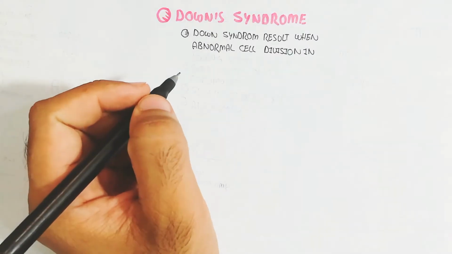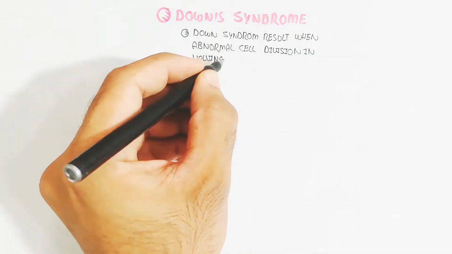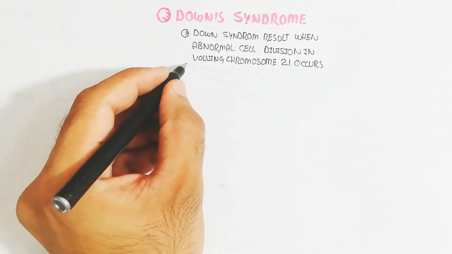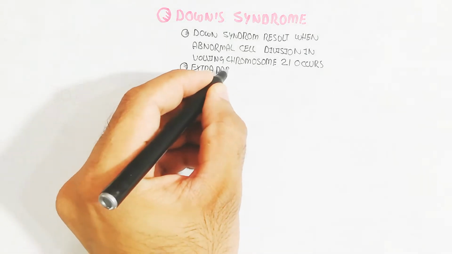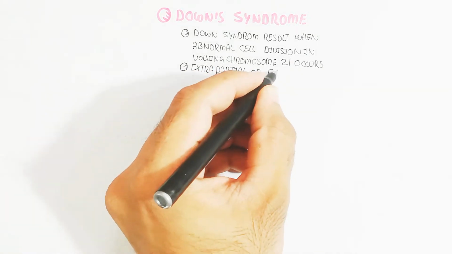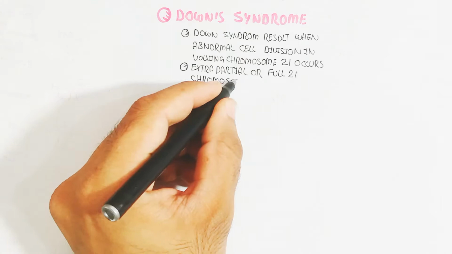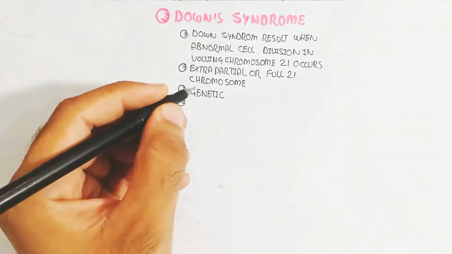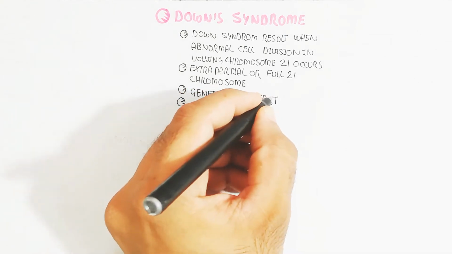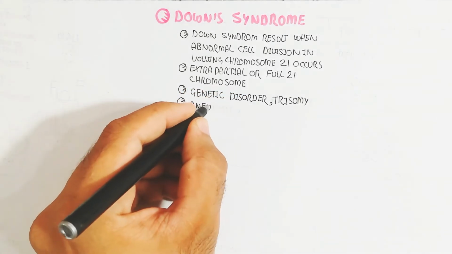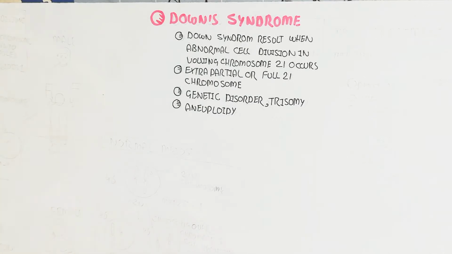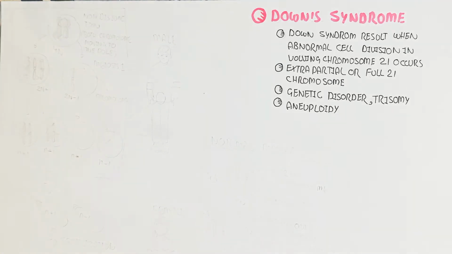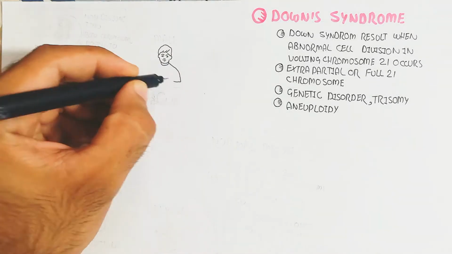So basically, the abnormality. Remember, in this way, it is the abnormality or absence of the 21st chromosome. So in this way you can understand as well. Here you can see the extra partial or full chromosome 21 involved. This is a genetic disorder, known as trisomy or aneuploidy. So let's begin to understand.